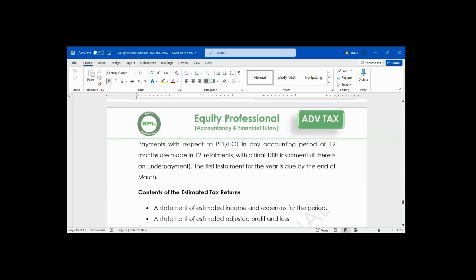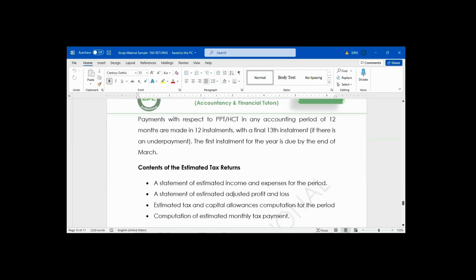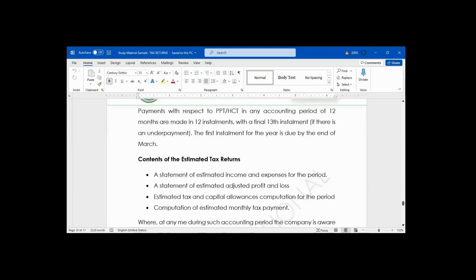And what are the contents of estimated tax return? Sorry, sir, I didn't really get your explanation for estimated tax. The network was breaking.